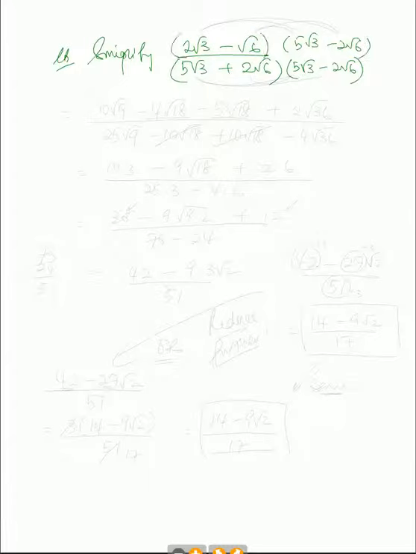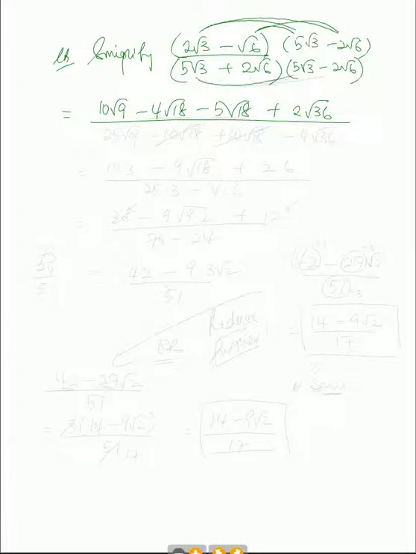Okay, so I'm going to have to FOIL the top and FOIL the bottom. So 2 radical 3 with 5 radical 3 is 10 radical 9. 2 radical 3 with 2 radical 6 is minus 4 radical 18. Negative 5 square root 18 and positive 2 square root 36. Okay, I'm doing the top. Now I'm going to do the bottom.